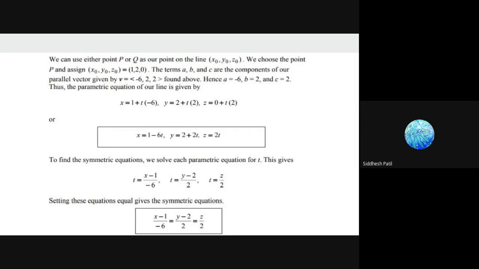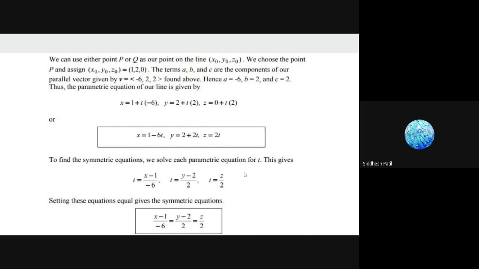Hence A will be equal to -6, B will be equal to 2, and C will be equal to 2. So now the parametric equation will become x is equal to 1 plus t into -6, y is equal to 2 plus t into 2, and z is equal to 0 plus t into 2. So finally it will become x is equal to 1 minus 6t, y is equal to 2 plus 2t, and z is equal to 2t.